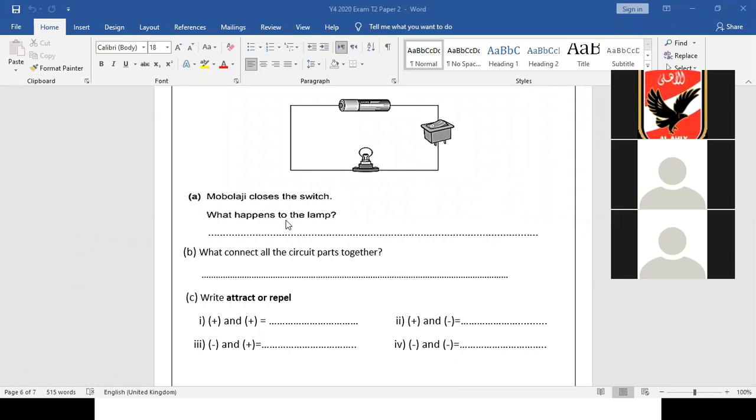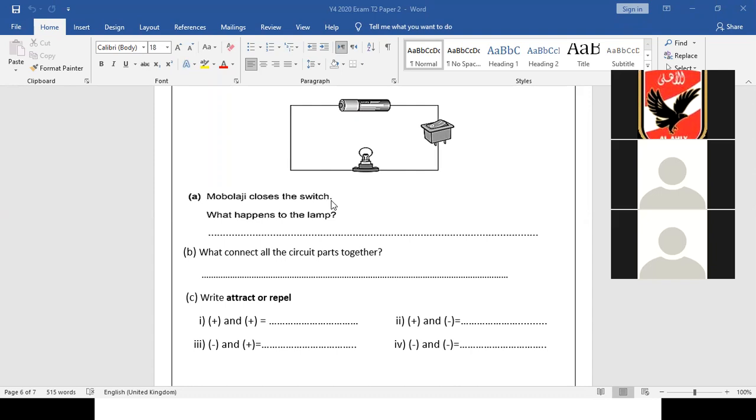Okay. Can you tell me what will happen to the lamp when he closed the switch? Will it turn off or light up? It will turn on. Turn off or on? Off. It will turn off? You said closed.